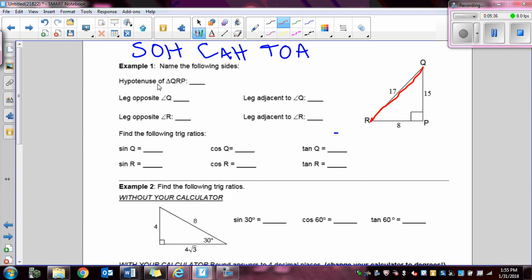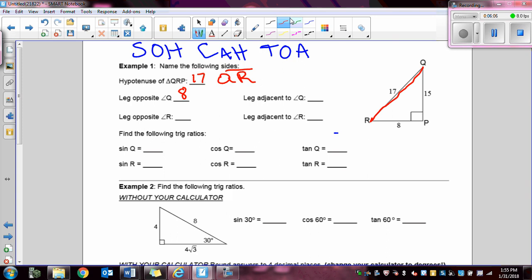So the hypotenuse of QRP, we can either say is QR, because those are the end points, or we can say is 17. I don't know what they're asking us. Maybe QR. Maybe they actually want Q to R with a line above it. That's my hypotenuse. What is the leg opposite Q? So if Q is my reference angle, what is the leg opposite to that? That's 8. Or you can say RP.